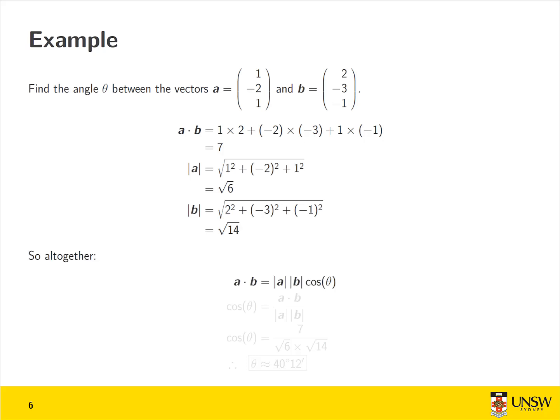Putting this all together, we know by definition that A dot B is the length of A times the length of B times cos theta. So rearranging and substituting the values already found tells us that cos of theta is 7 divided by square root of 6 times square root of 14. This gives a value for theta of about 40 degrees and 12 minutes.